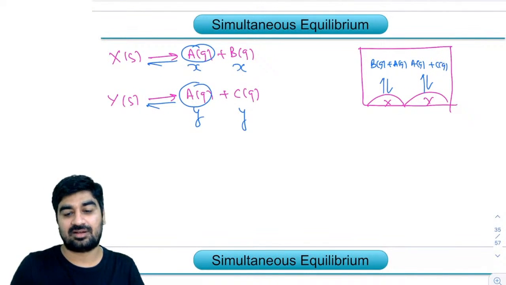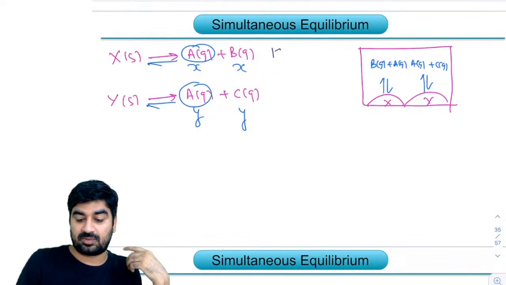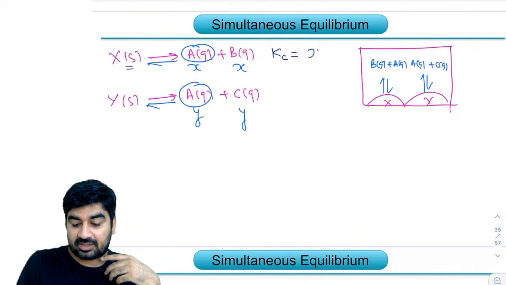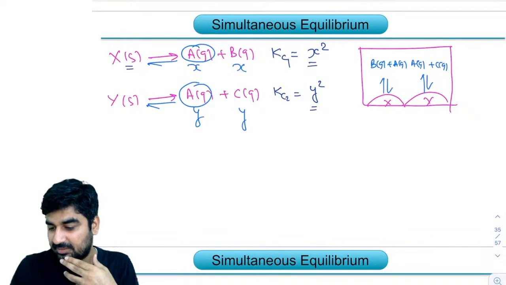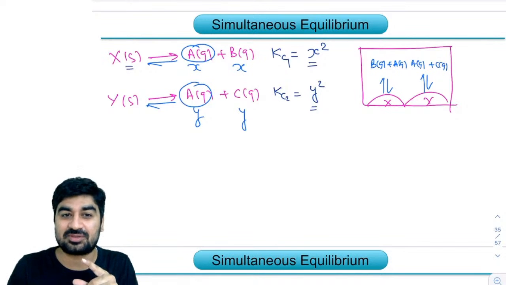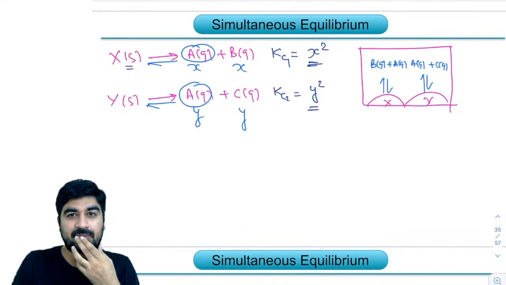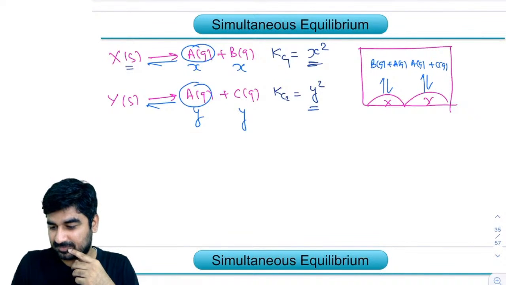So guys, if I ask you what will be the expression for Kc? These are solids. So will you write this as Kc1, and suppose this is Kc2, and write x square and y square, guys? Is it right? Is it correct? Tell me, guys.